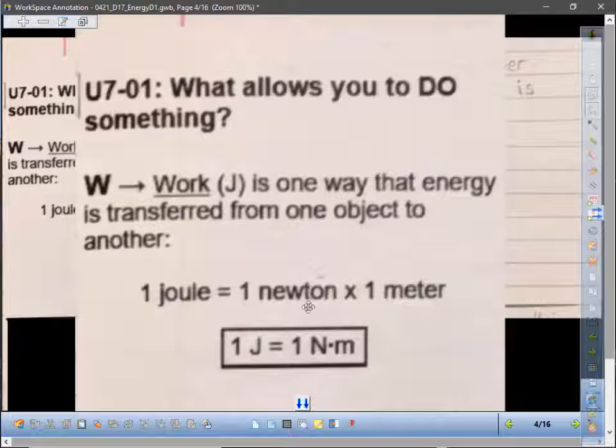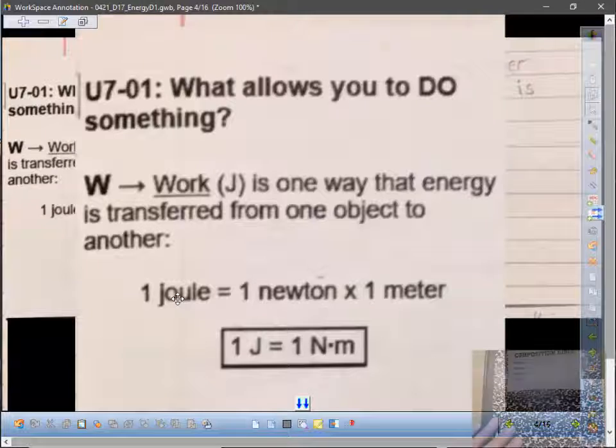Okay, so here's the actual equation or calculation. A joule, which is how we measure work, equals 1 Newton times 1 meter. So a joule is a Newton meter. Remember that dot means multiplication. These are the units. Joule is a Newton meter. Newtons times meter. We know about newtons, right? That's force. We know about meters. That's distance. So somehow force and distance together are going to make a joule.